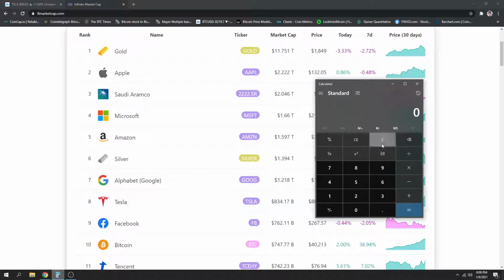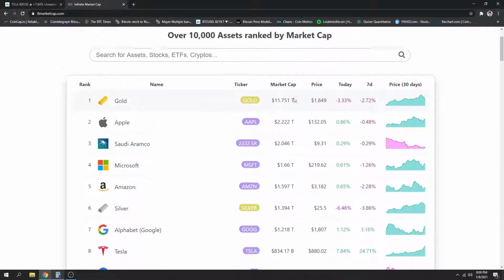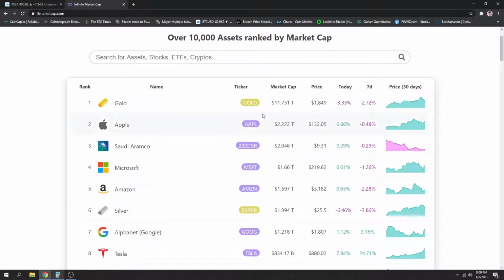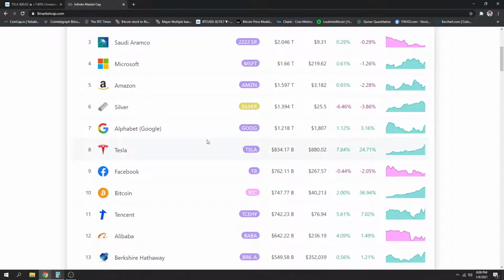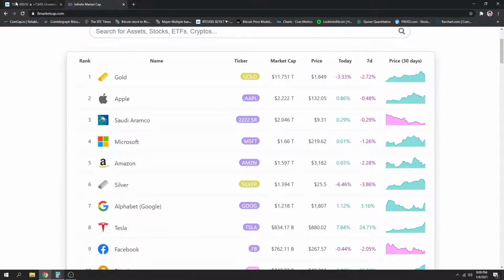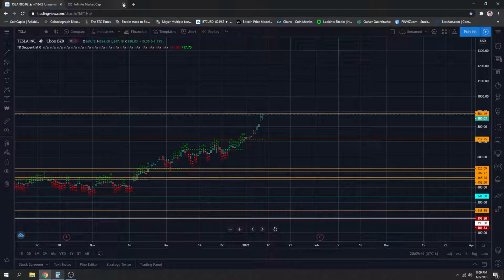Kathleen Wood's moonshot was 3,000. That'd give us roughly about $3 trillion market cap, over Apple. It'd be the most valuable company in the world, but it's still under gold. Who else is on this list? Yeah, so interesting. So that's the analysis.